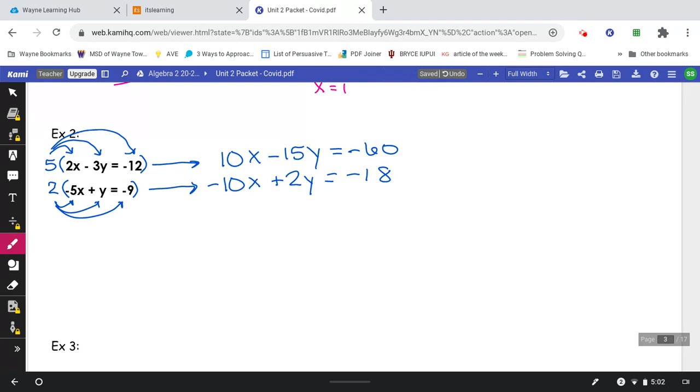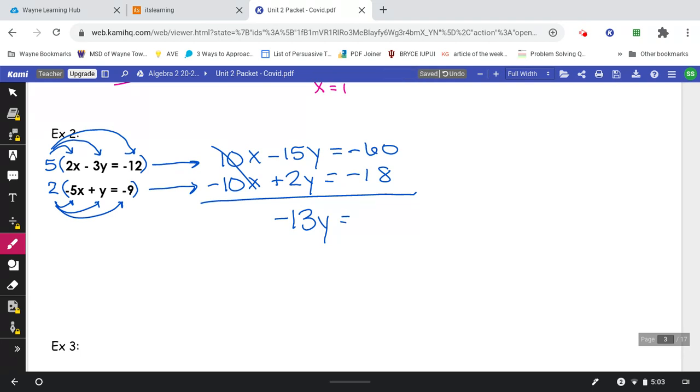So check your answer with mine, negative 10x plus 2y equals negative 18. Now, this is good because notice your x's here, 10x positive and 10x negative. Those can cancel out. When those cancel out, I'm going to combine my y's, negative 15y and positive 2y combine to make negative 13y.